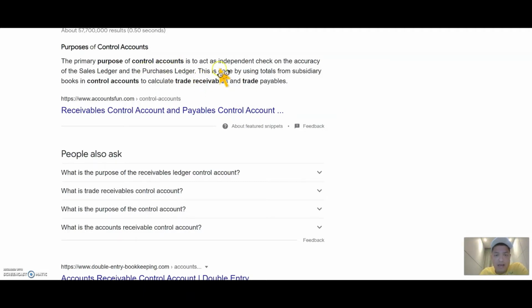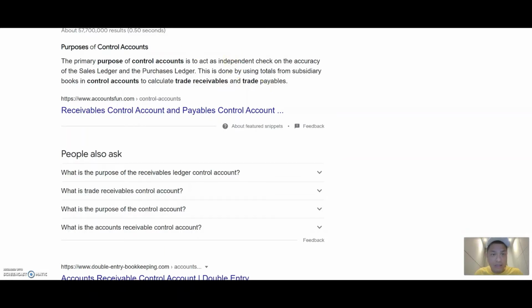The primary purpose is to act as an independent check on the accuracy of the sales ledger. This is done by using the totals from the subsidiary books in the control accounts to calculate the trade receivables and payables. So this is one benefit or one purpose. But if you don't understand this, first you have to understand what a control account is, or how the mechanism of this control account works.